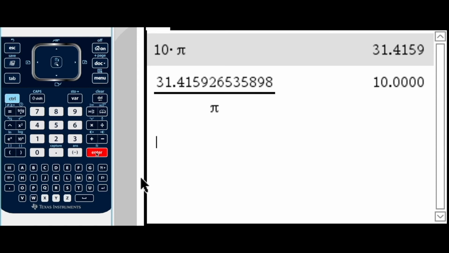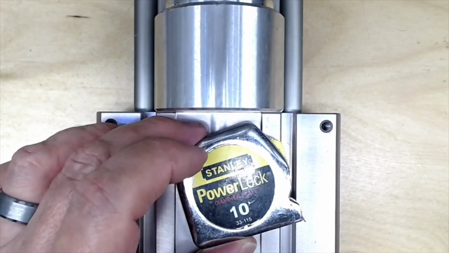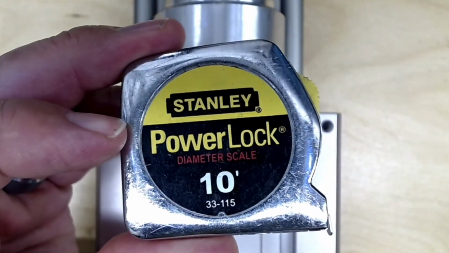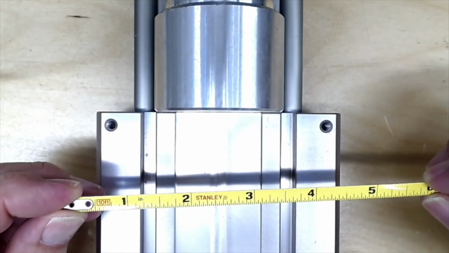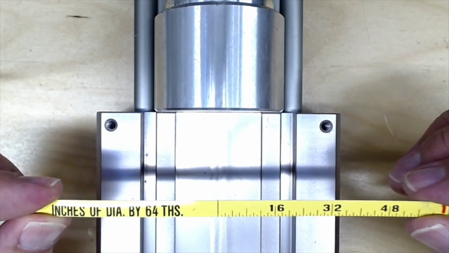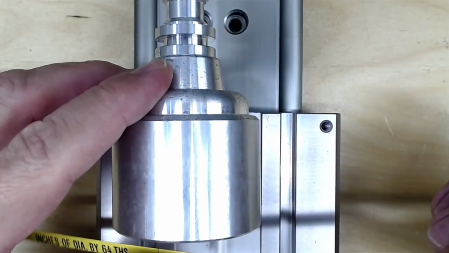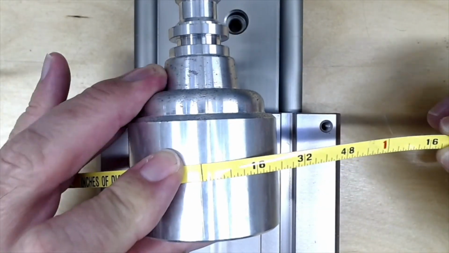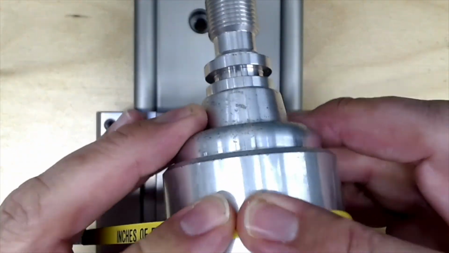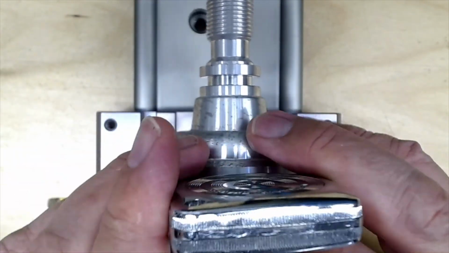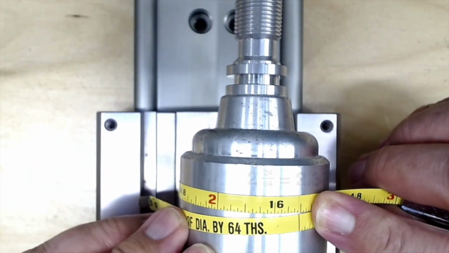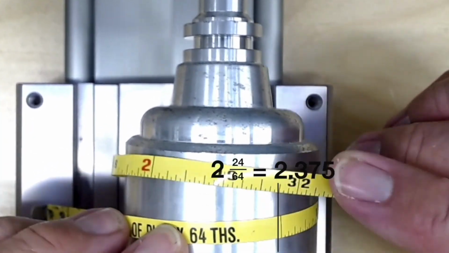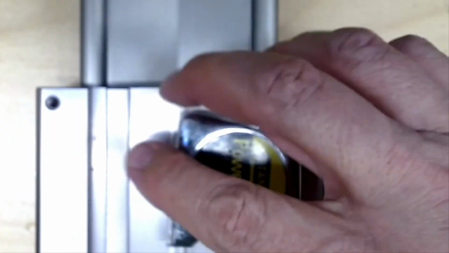Just grab a tape measure that has a diameter scale, otherwise known as a pi tape. So this one is a regular tape measure on the top scale, but if you flip it over, it shows you a diameter scale. It automatically divides your answer by pi, so it gives you a direct reading of a pipe's diameter by wrapping the pi tape around the outside. Here we can see the measurement is 2 3/8.